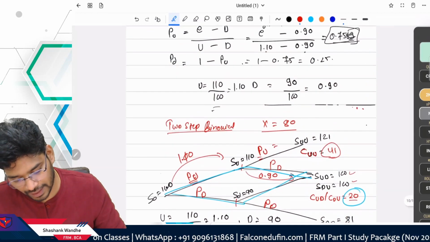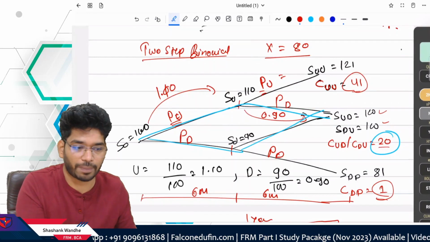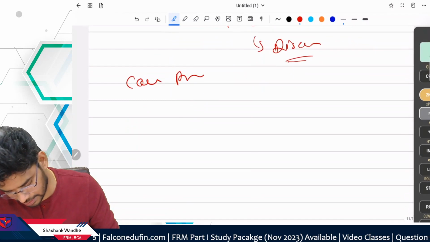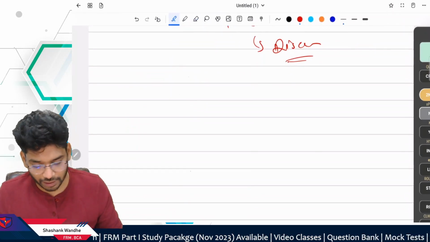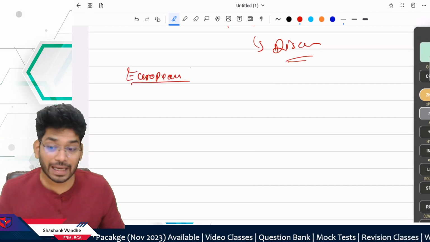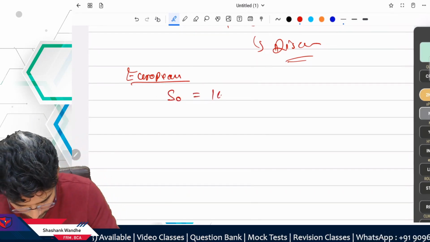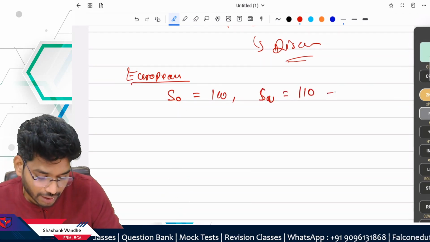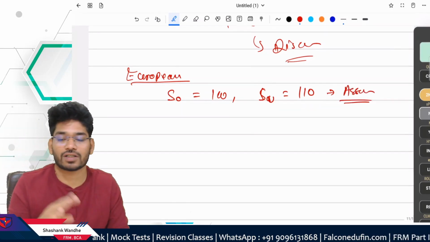Similarly, you can do the put price calculations. For the put price, you have to again simply calculate the payoff for the put. You already know how to calculate the payoff for the put. Once you calculate it, you are good to go. Now, all the calculations we did are for European options. And the values like S0 is equal to 100, U is equal to 110. I assumed these values, and then I was able to calculate U and D.